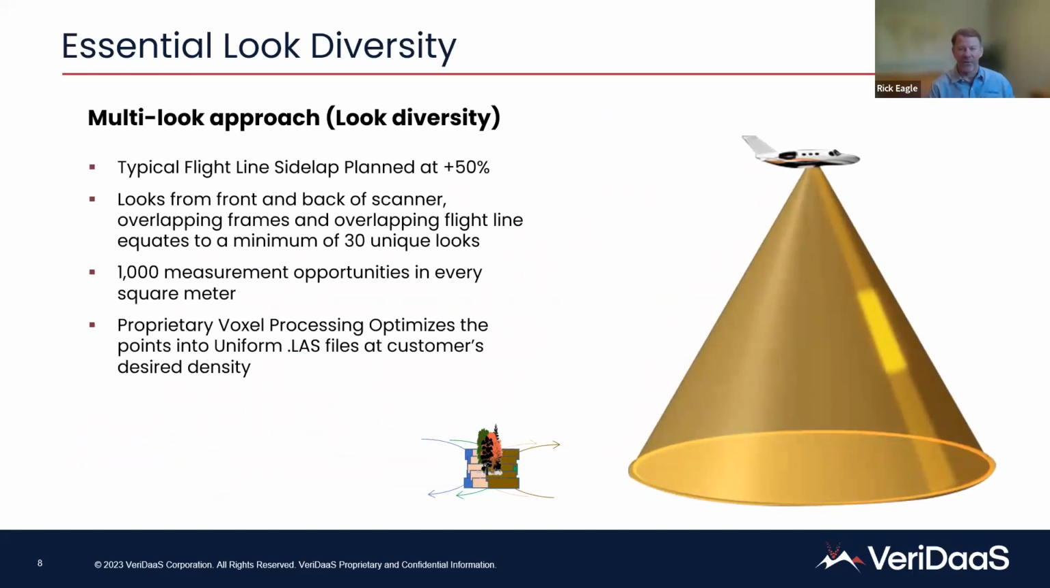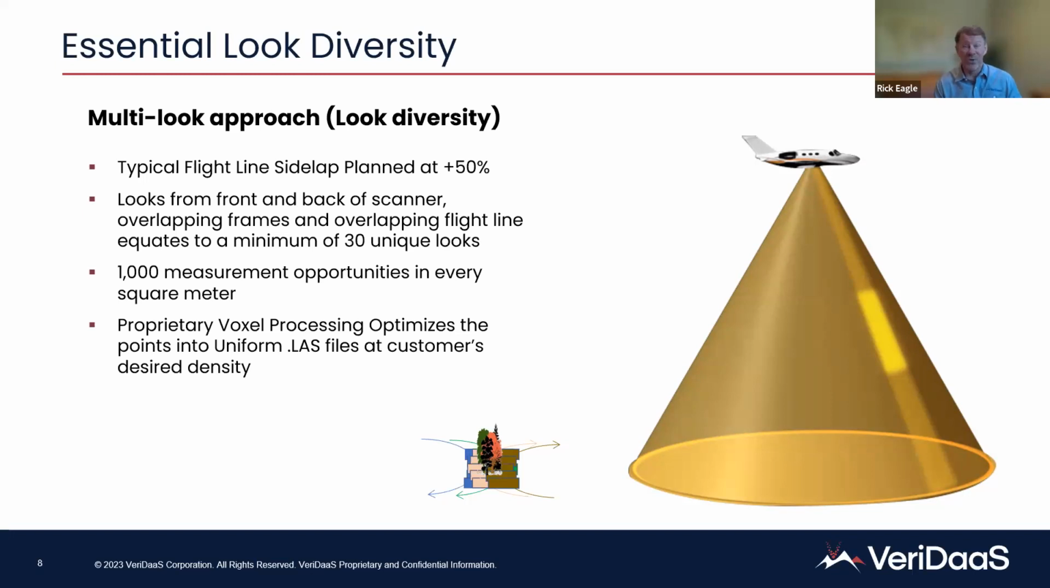So for every point on the ground, we're getting lots of different look angles, which helps us with the foliage penetration, helps us get really uniform data. We plan almost all of our missions at 50% overlap. So when we do the math, we're getting about 30 unique looks of every point on the ground. So when we're flying at that 12,500 foot altitude, that 70 points per square meter altitude that we do quite a bit with our utility clients, we have about 1,000 measurement opportunities every square meter. Not every one of those measurement opportunities is coming back from the camera, it depends on what the terrain is, but we get lots of data back into the camera.